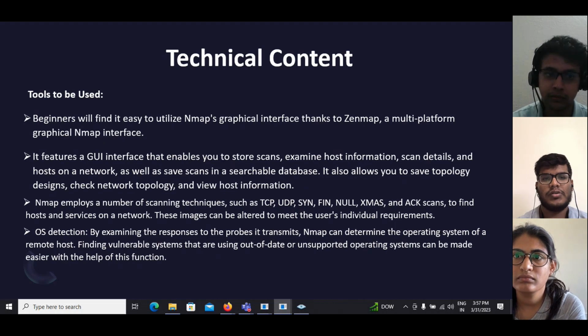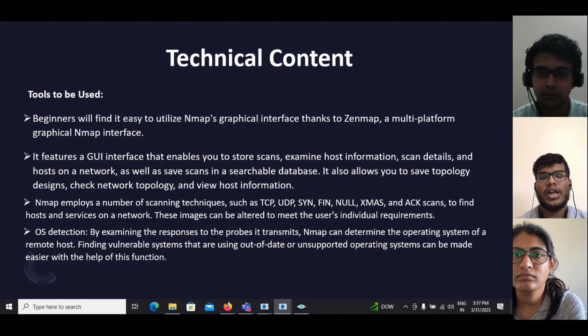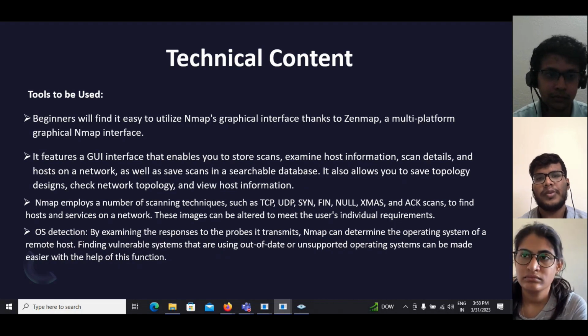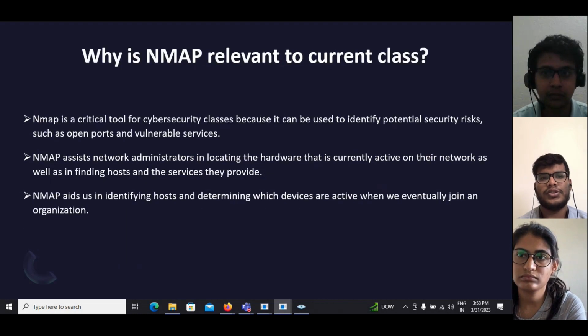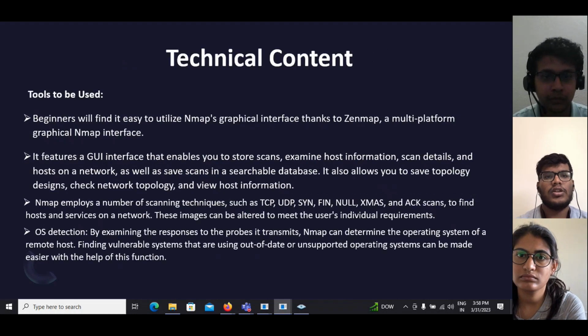Coming to OS detection, by examining the responses to the probes it transmits, Nmap can determine the operating system of a remote host. It uses the three-way handshake method. First, the client sends an acknowledgement to the server using the TCP protocol, and the server sends back a response to it. In the same way, it uses the three-way handshake like that. Coming to the next slide.